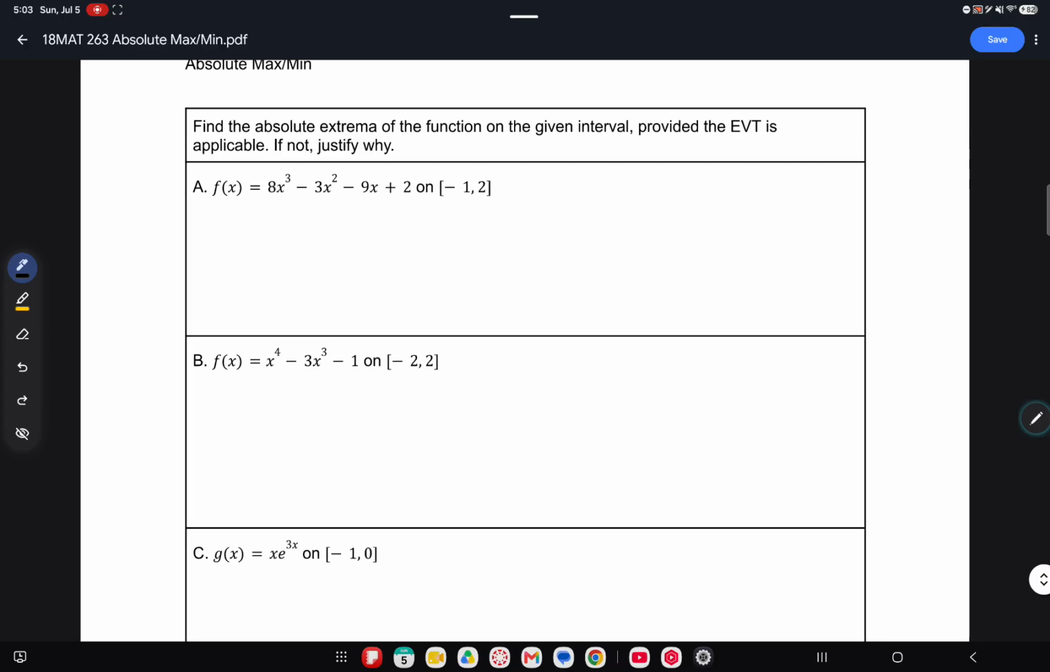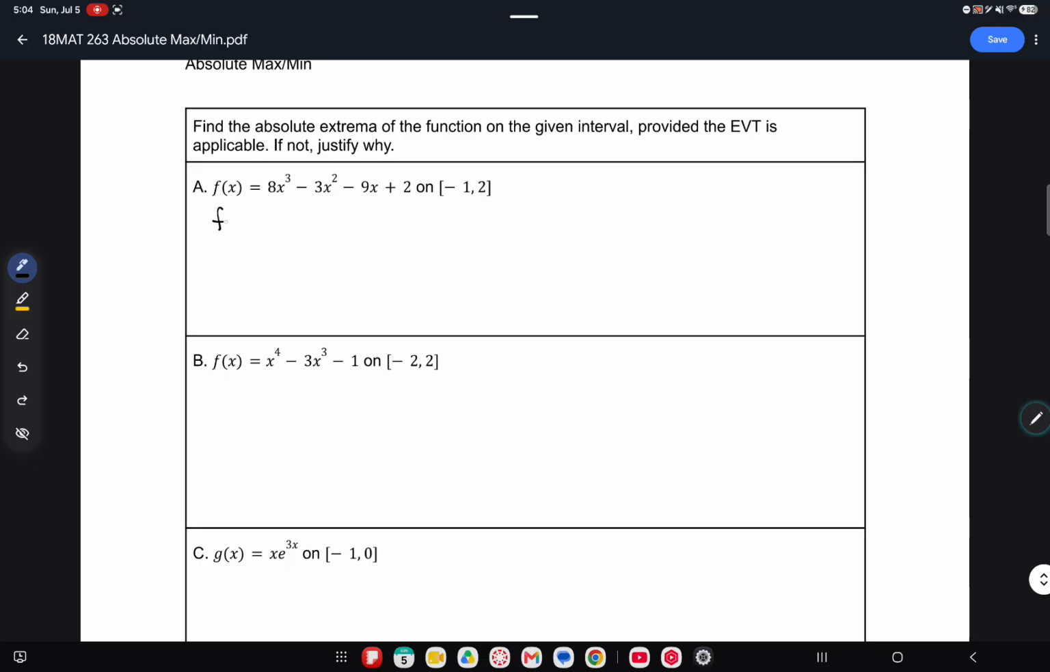So find the absolute extrema of the function on the given interval, provided that the EVT is applicable. If not, justify why. So that hypothesis, remember, is if it's continuous, then we're guaranteed to have those extreme values. This is a polynomial function right here, and all polynomial functions are continuous everywhere. It doesn't matter what the domain is. So we are good to go with the EVT here, and so we want to find the extrema, right?